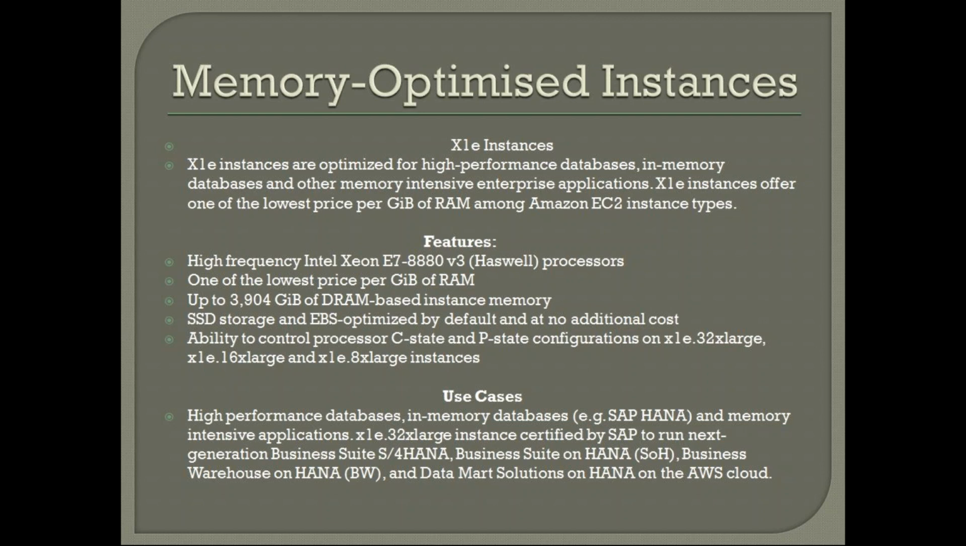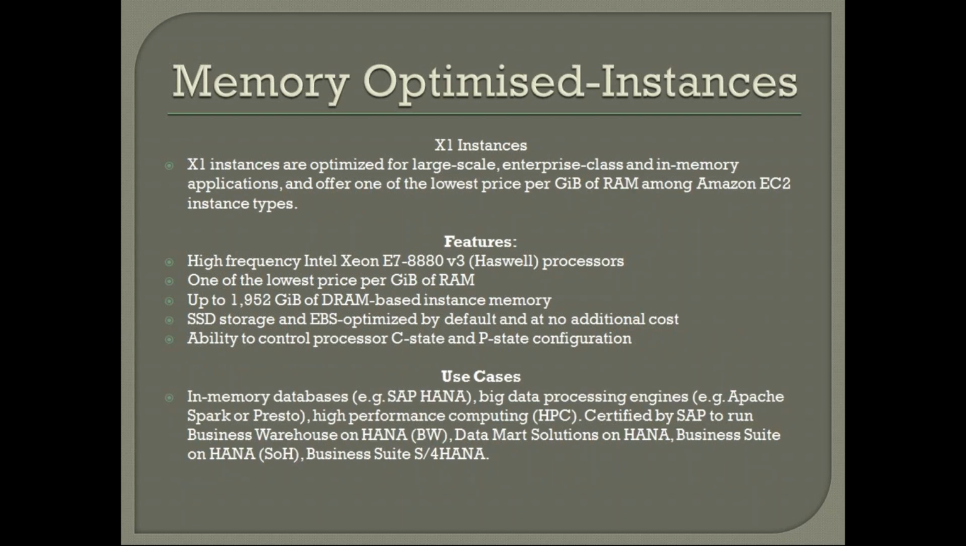So in memory optimized, we are going to see the next memory optimized instance, that is X1. X1 instances are optimized for large scale enterprise class and in-memory applications and offer one of the lowest prices per GB of RAM among EC2 instance types. They're saying the same statement. Memory optimized instances are offered with the lowest price per GB of RAM among all other EC2 instances.